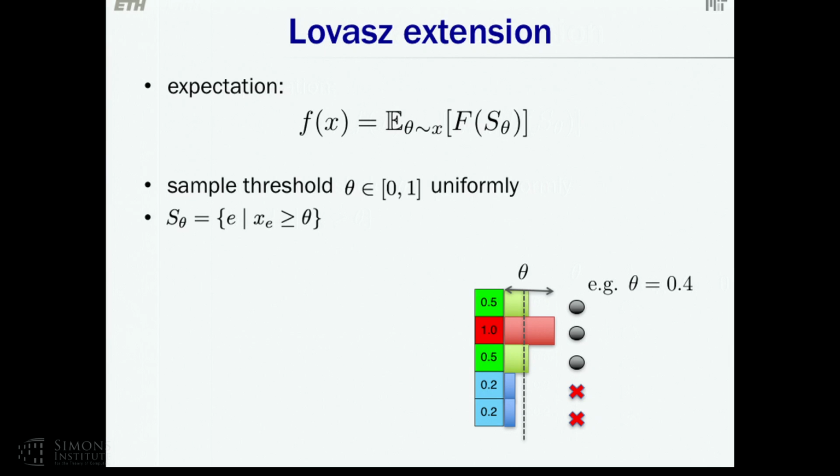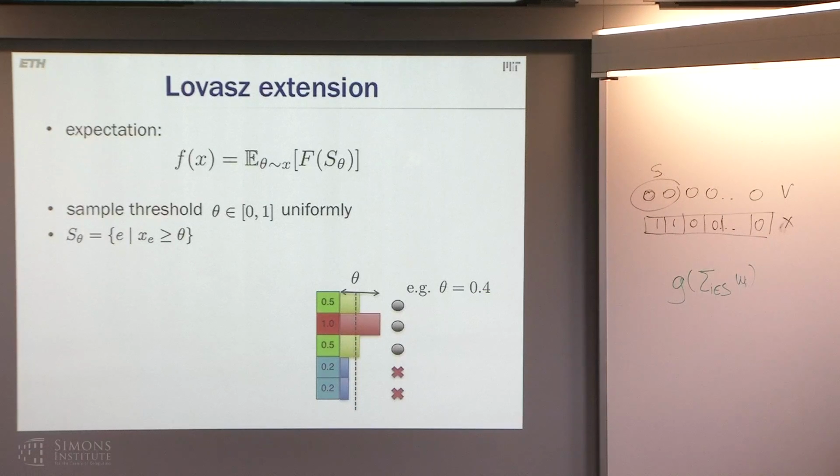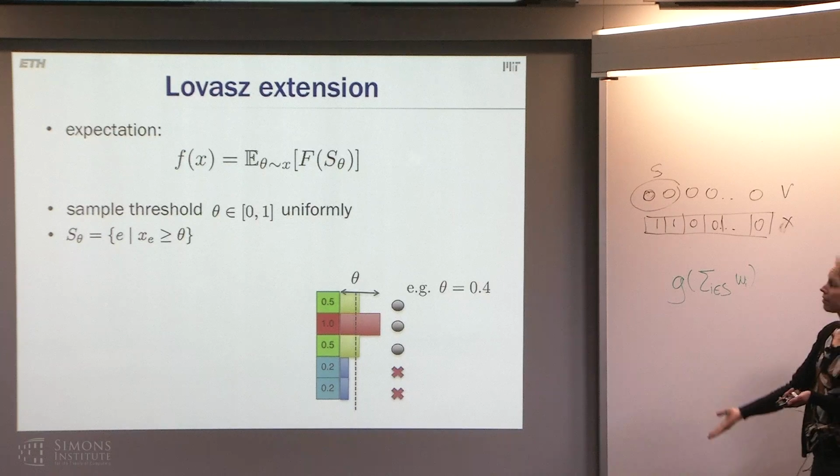And now I define my function to be the expectation of this. So I take this subset, I evaluate the function on this. So this can in fact be done for any set function, and it's pretty easy to compute.